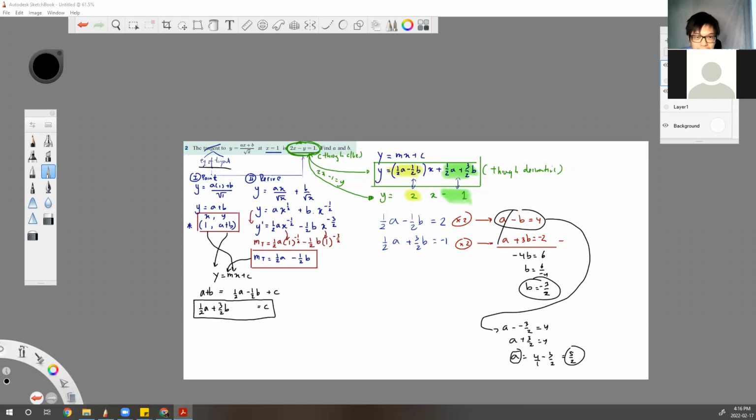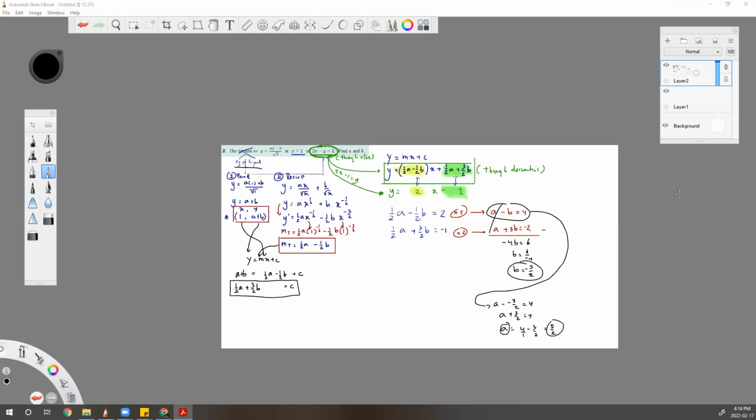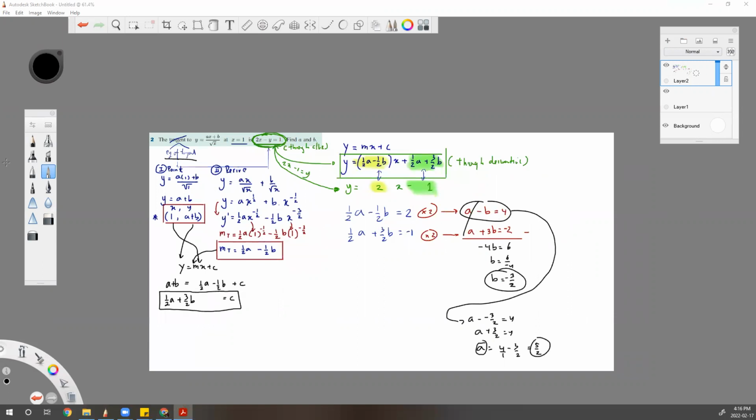Wait, 7. Where is it? Where are you? 14A number 7. Okay, got it. So I will send this to you. So what is the answer? The answer is this. Okay, any question so far for number 7? 2, I mean.